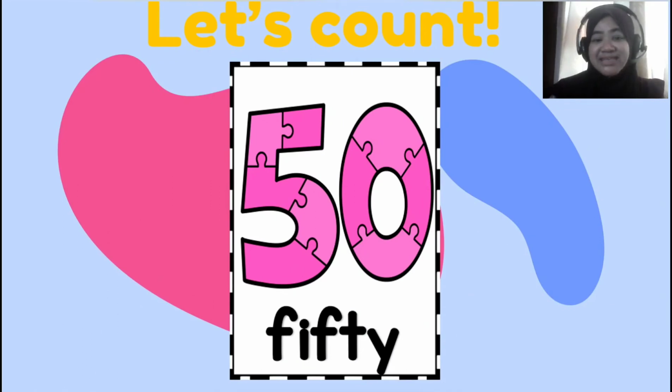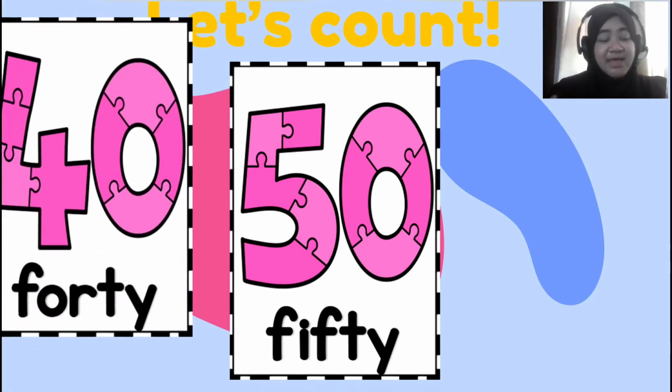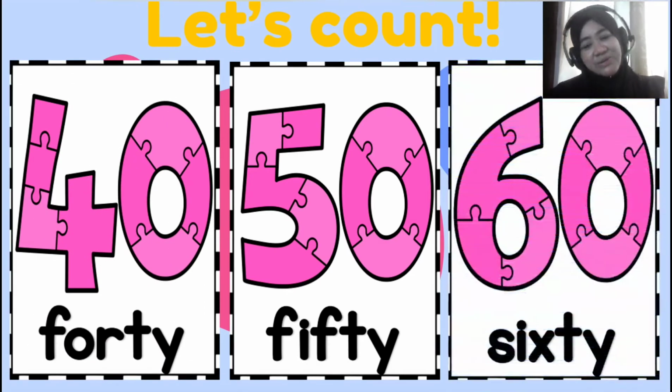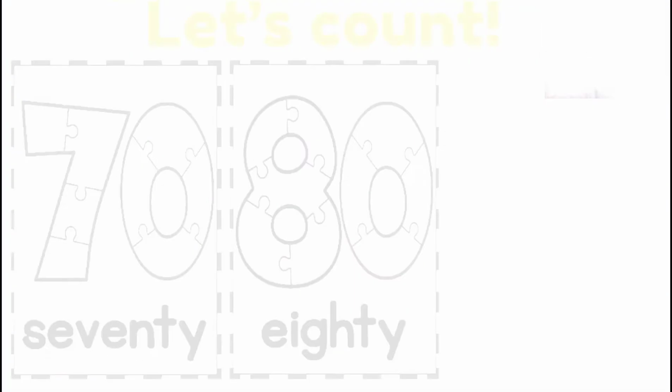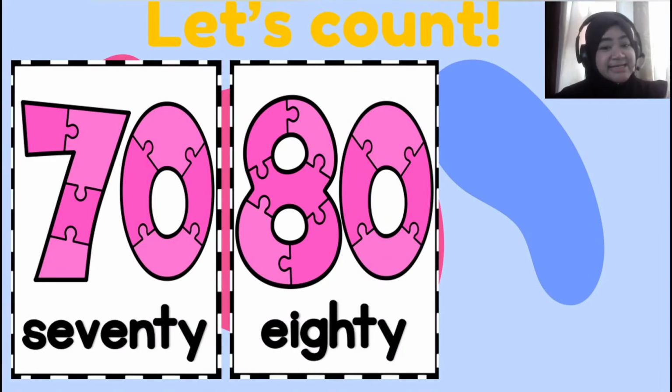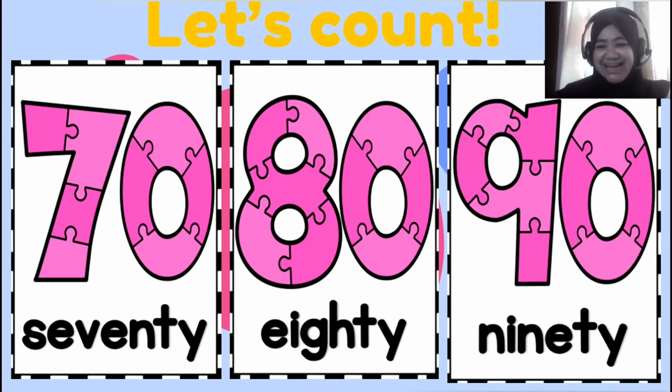Now let's look at this number. What number comes before 50? And what number comes after 50? Let's look. Yes, 40 and also 60. 40, 50, and 60. What about this? 70, 80. There's something missing here. What number comes after 80? Yes, 90.